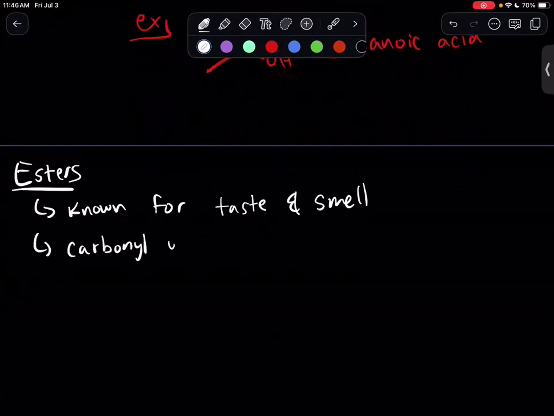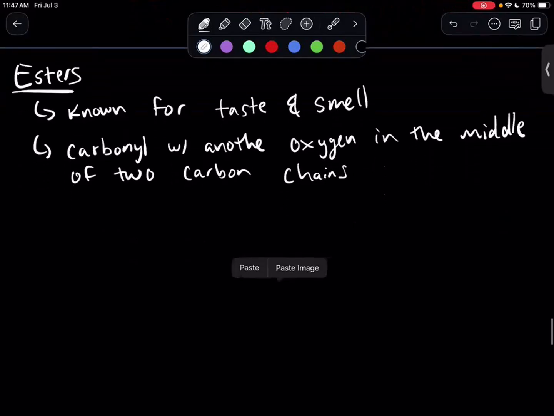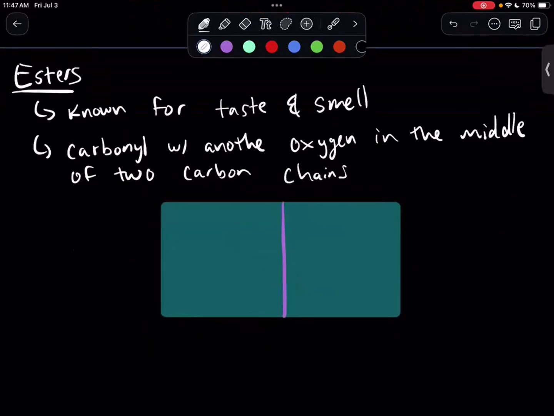carbonyl with another oxygen in the middle of two carbon chains. So it's a little bit of a weird one, and students sometimes have trouble with this one. It is R, and here's our carbonyl group attached to an oxygen attached to another carbon chain.